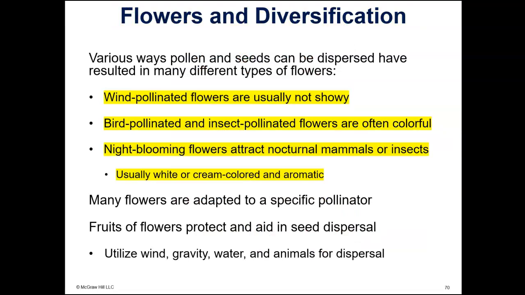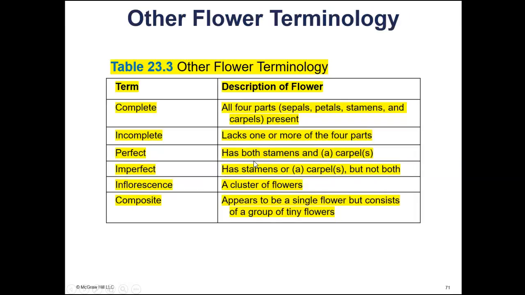Okay, so as far as the diversity of flowers, wind-pollinated flowers are usually not showy. They might be pretty, but they're just not brilliant, brightly colored, just not showy. Bird-pollinated and insect-pollinated flowers are often brightly colored. They're often very colorful. And night-blooming flowers attract nocturnal mammals or insects. They are normally white or cream-colored, and they're going to smell really good. They're going to be aromatic because it's not their color, it is their smell that attracts pollinators.